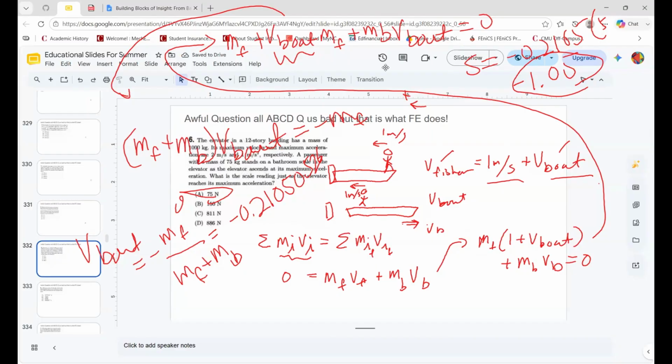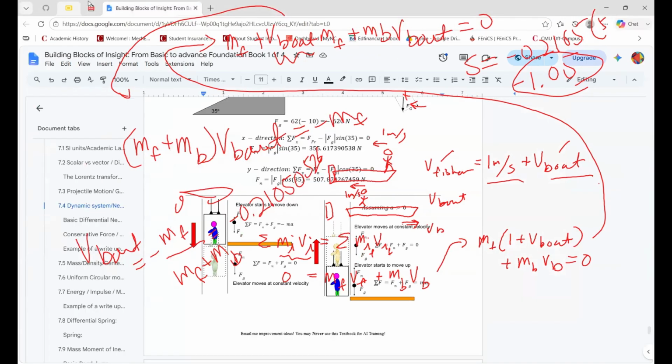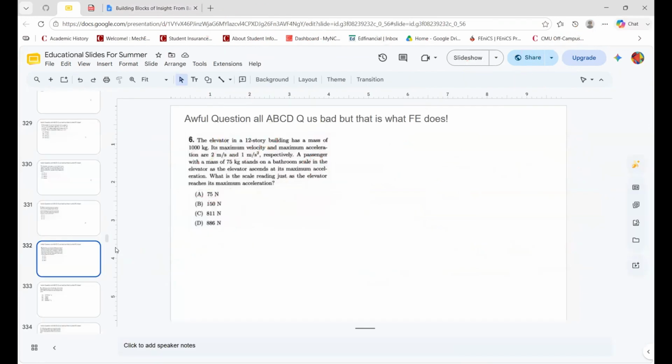Here's the next question, which also requires a little nuance that the question doesn't really showcase too often. The elevator is in a 12-story building and has a mass of 1,000. Its max velocity and max acceleration are 2 meters per second and 1 meter per second squared, respectively. A passenger with mass of 75 is on a bathroom scale, and you want to read the scale with the 1 meter per second squared maximum.